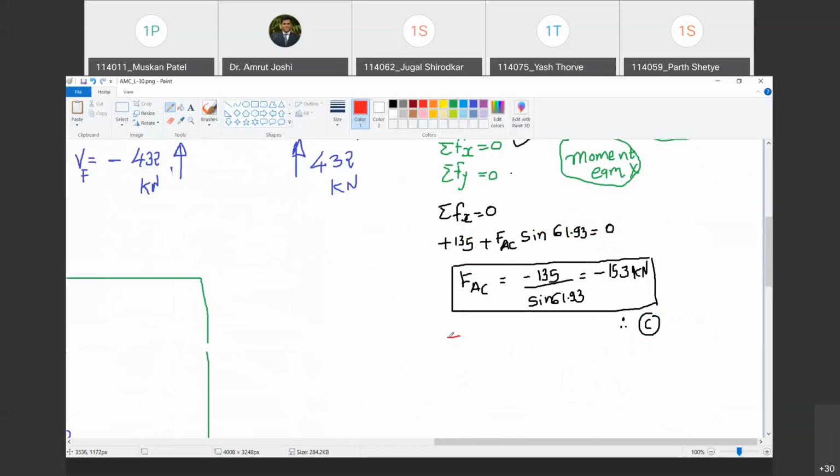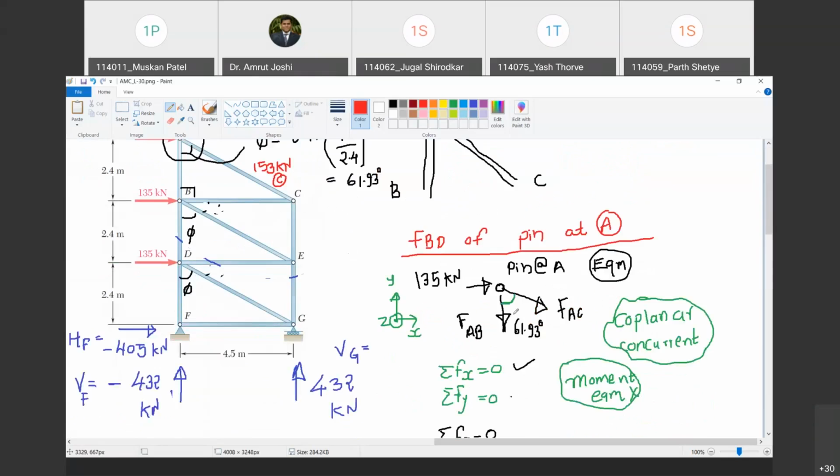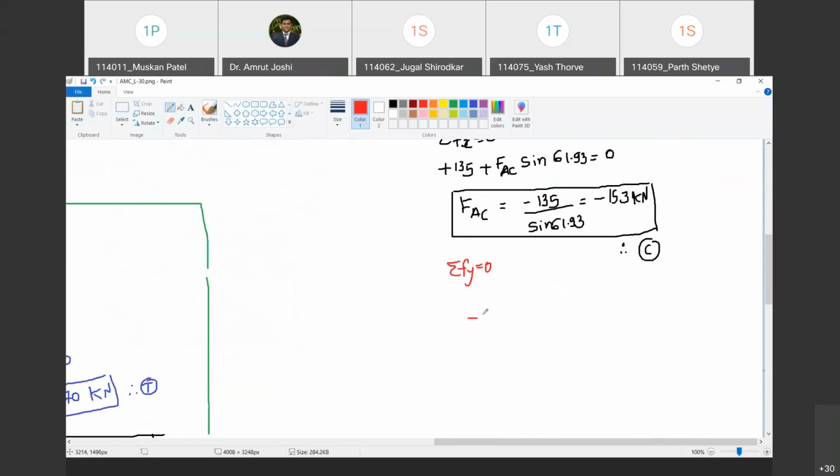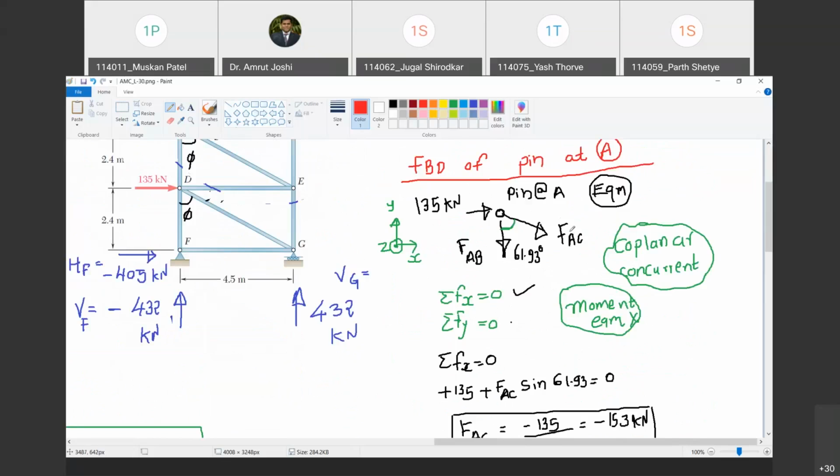So now let us apply summation Fy equal to 0. So what does that give me? 135 का कोई component नहीं. Minus FAB. Do you agree? Yes, sir. Minus FAB and minus FAC cos 61.93 is going to be downward. Do you agree with me? Yes, sir. Forget about FAC का सेंस इनकरेक्ट है, वो सब भूल जाओ. जैसे फ्री बॉडी डायग्राम दिखाया है उसके हिसाब से FAC का वर्टिकल कंपोनेंट इज गोइंग टू बी इन डाउनवर्ड डायरेक्शन. Do you agree with me? Yes, sir. And that is going to be FAC cos of 61.93.